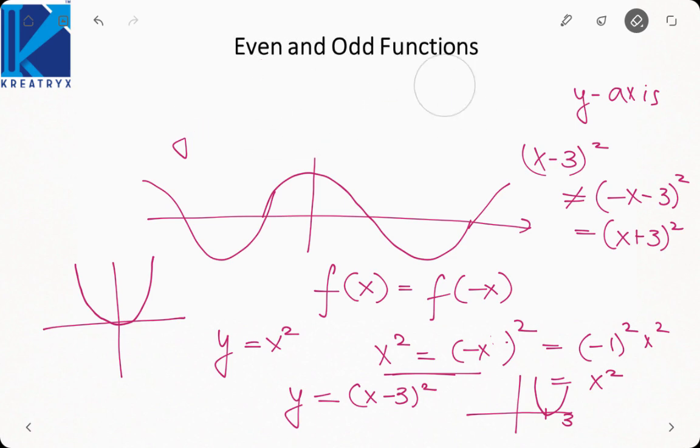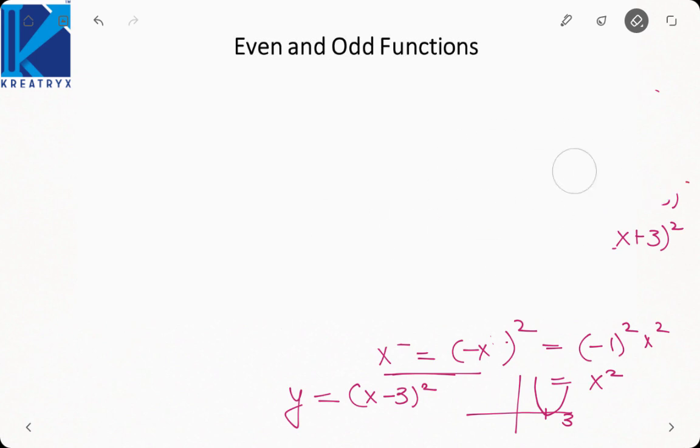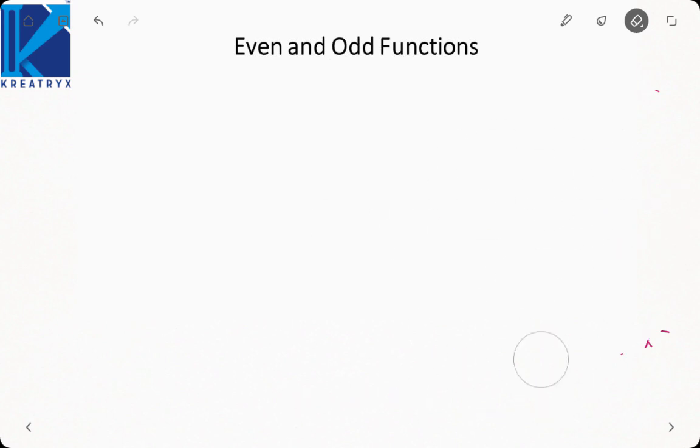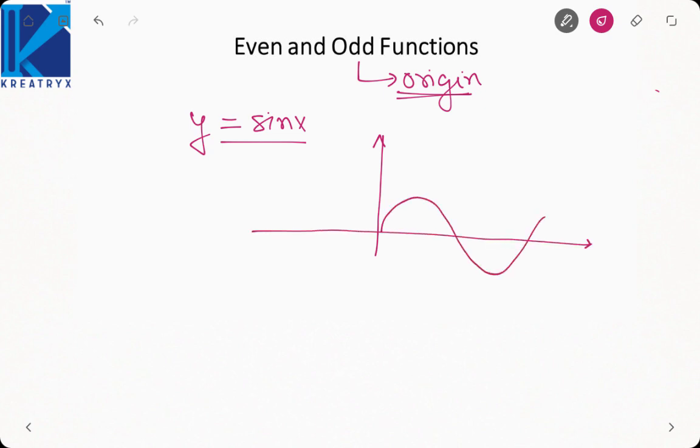Then what is meant by odd function? Odd functions are those which are symmetrical in the first and the third quadrant, or you can say symmetrical about the origin. Such sort of functions are known as odd functions. Like, let me take an example. y is equal to sin x. If you see the curve of y is equal to sin x, it is like this. Now if you see, the value to the left of the y-axis is exactly the negative of the value at the right. Such kind of functions are known as odd functions.